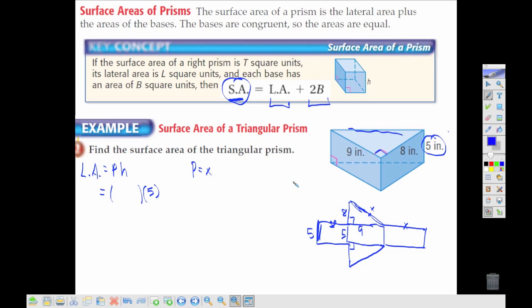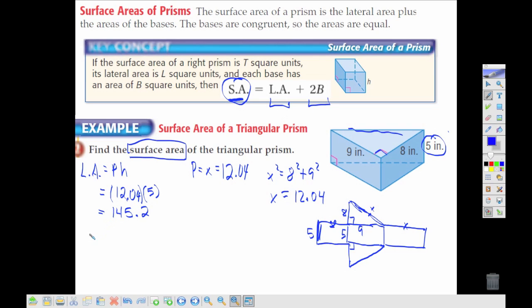If we think of this third side as x, we have x squared is equal to 8 squared plus 9 squared. And that will come to x is about 12.04. Now I kept more decimals than I need to so that my final answer will be a little more accurate. So my perimeter, 12.04, we can plug that into our lateral area formula over here, which is going to come to 145.2. Now we're not finished yet because we're asked for the surface area. We needed it because this is our formula up here.